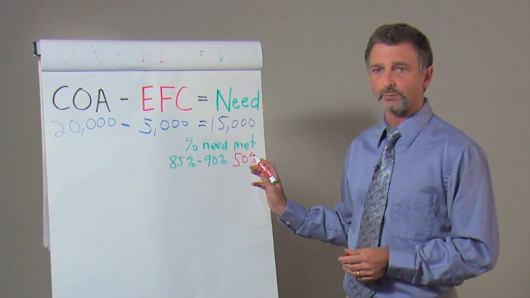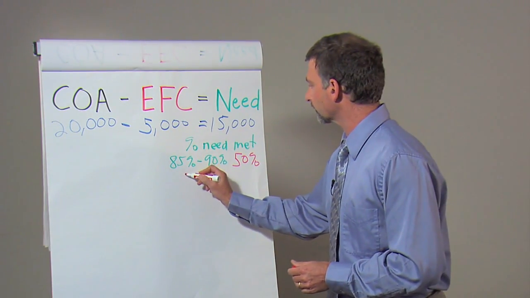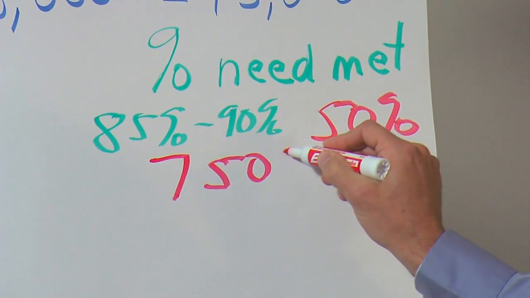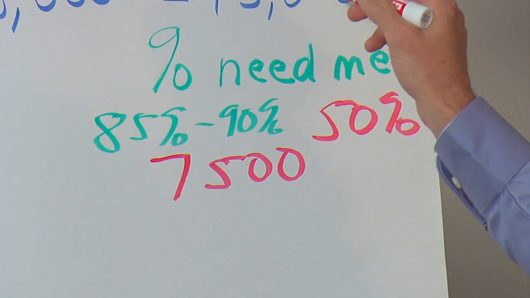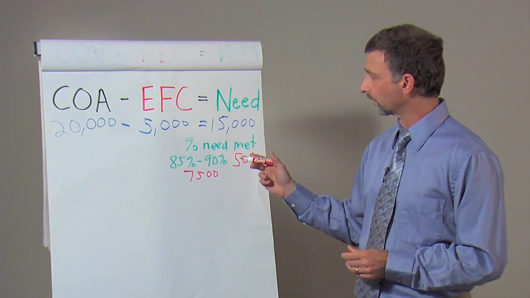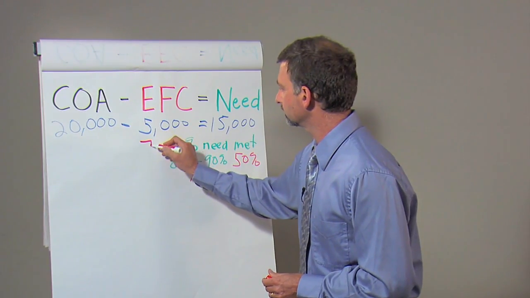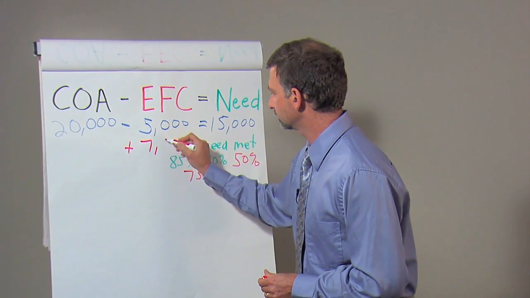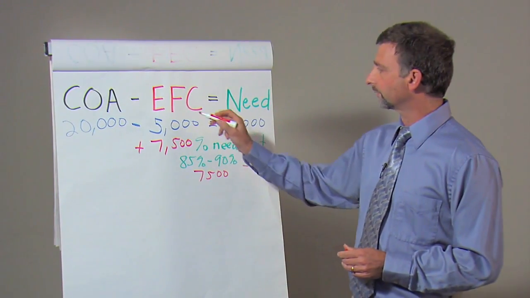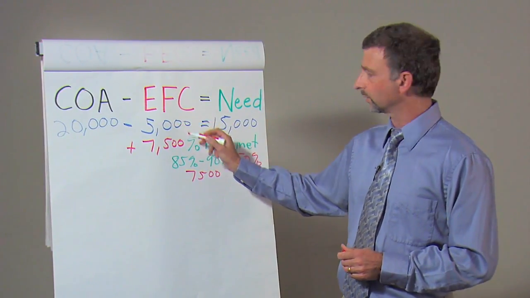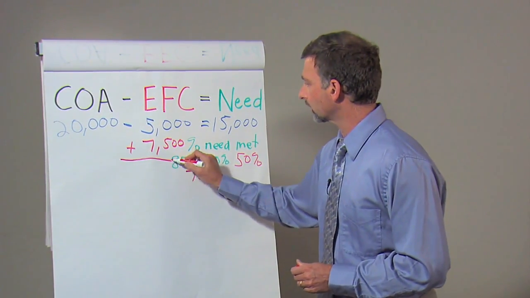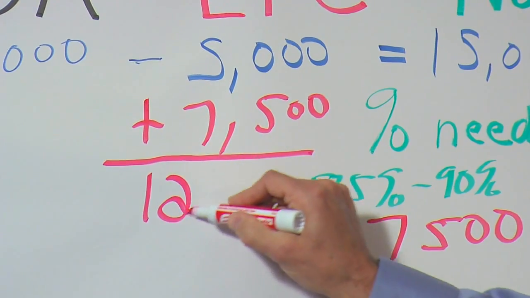Because if they only help you out with 50%, they're going to help you out with about $7,500, half of the $15,000. The other $7,500 is going to be part of this column. So when you add the $5,000 of your family contribution to the $7,500 of the unmet need, your total out-of-pocket cost will actually be $12,500.